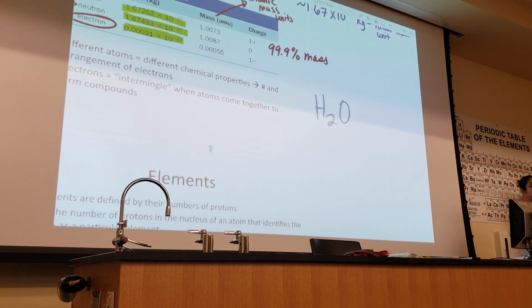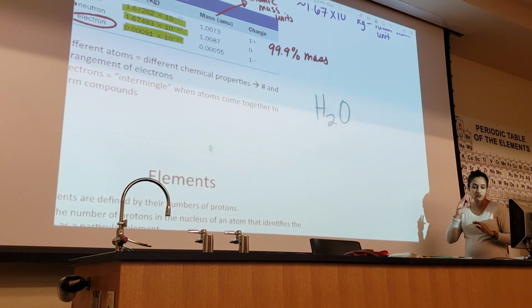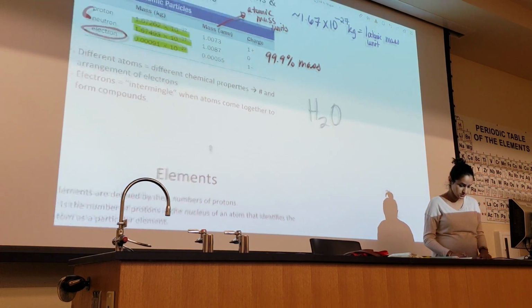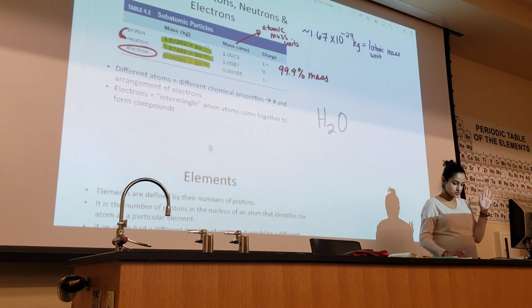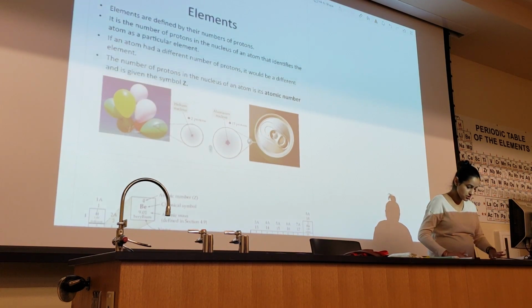The actual nucleus isn't doing anything. So the nucleus is like, I hold all the mass, I don't need to do anything else. So it just hangs out in the center. The electrons are doing all the work to form these compounds. So don't leave the electrons out. They do a lot of work.